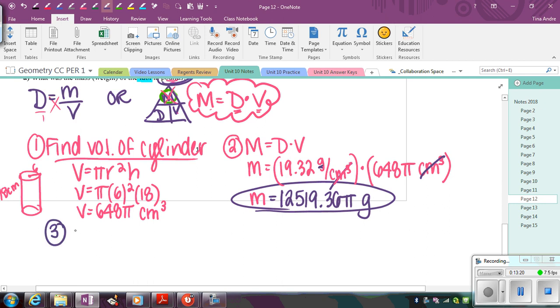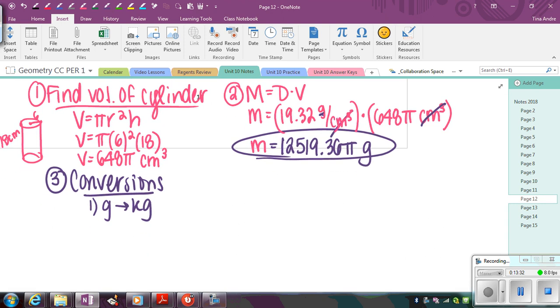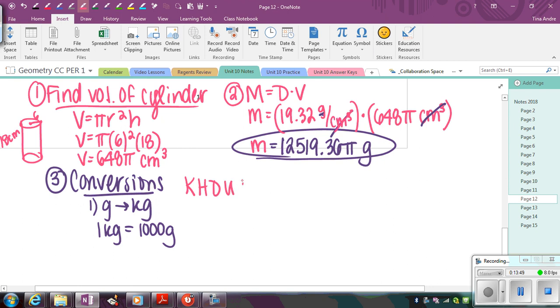So let me take this. I'm going to say step 3, we're going to deal with our conversions here. So the first thing I need to do is grams to kilograms. So your conversion for this is 1 kilogram is equal to 1,000 grams. So hopefully that's something that you remember from science. I will talk a little bit more about this in class, but there is an acronym. I don't know if you have heard it, but King Henry died unusually drinking chocolate milk. This is just an acronym to help you remember your conversions.